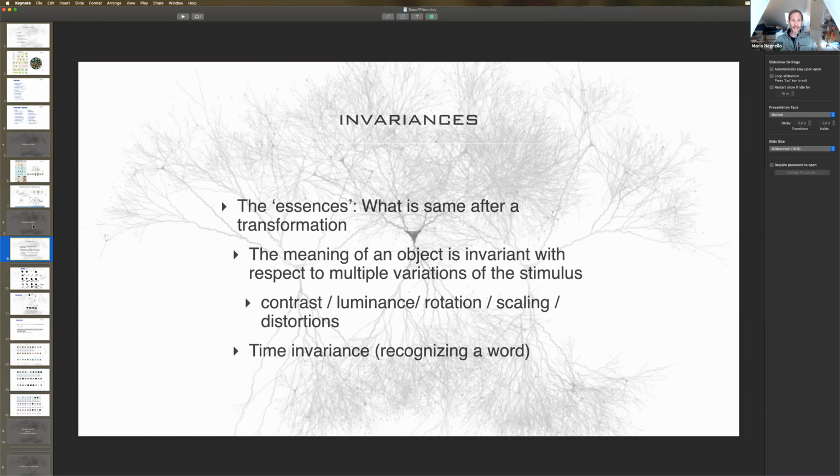So, color. No, I mean, you can change color and then you would not change the shape. And so these are dimensions along which you can transform an object and keep certain other, abstract properties unchanged. So the meaning of an object, for instance, is invariant with respect to multiple variations of the stimulus. And these variations, you should be thinking about as dimensions of variation, things that you can smoothly change in the stimulus that will keep things unchanged.